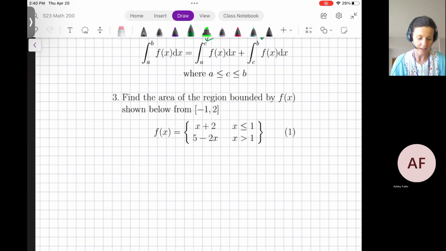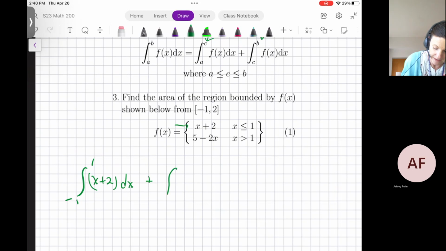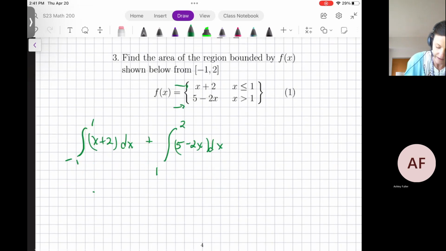So for example here, if we wish to find this integral, notice we can't do it solely over one region. So if we want to find from -1 to 2, we have to go from -1 to 1 using this function. And then we would have to add the integral from 1 to 2 using this function. And based on that property, we are allowed to do that.